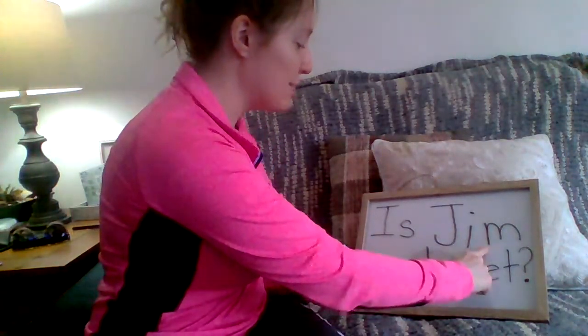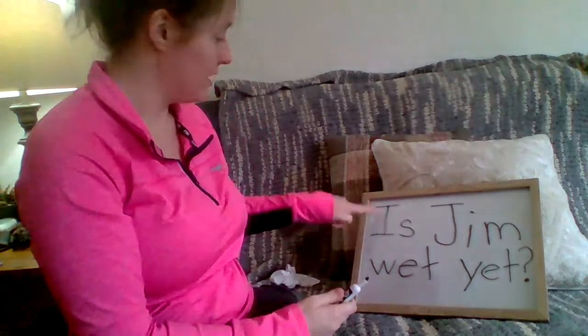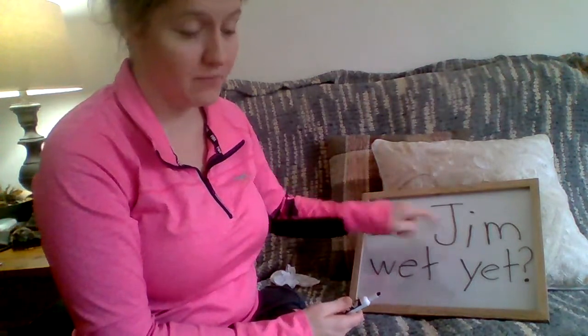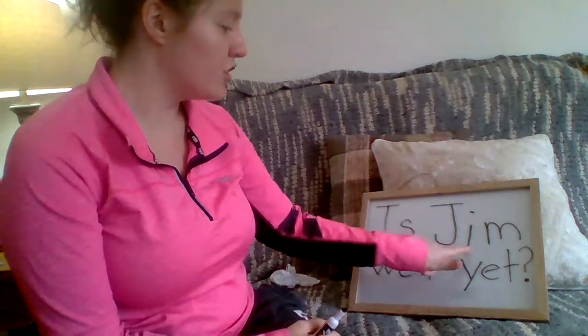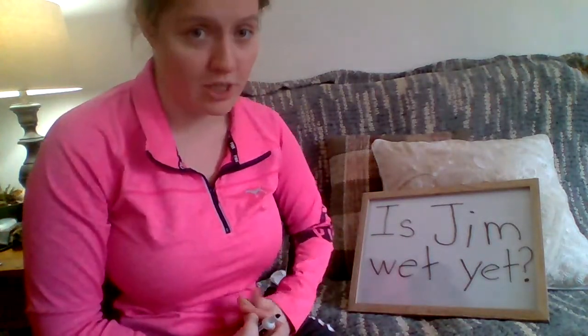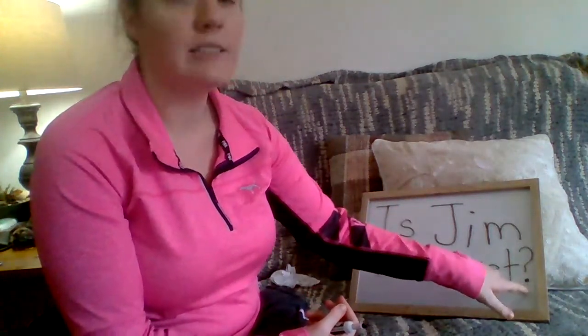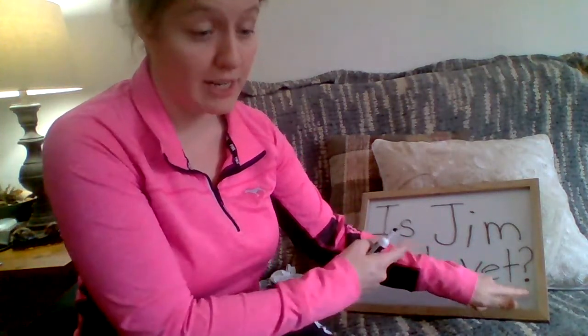Is Jim wet yet? Okay, so let's go through our cups. C, capital letter. I have a capital I because it starts a sentence, and I have a capital J because it's a name. U, does it make sense? So U is understanding. Is Jim wet yet? It makes sense because I'm asking if he's wet, and you can get wet. Next one is punctuation. So does my sentence end with a punctuation mark? It does. It ends with a question mark. So if you didn't put a question mark, make sure you put it right now.